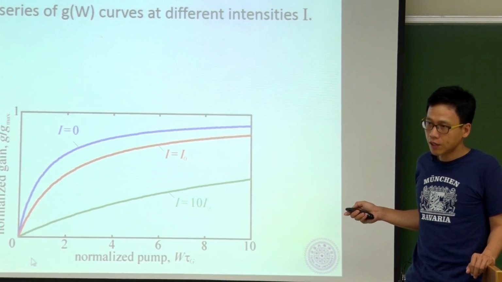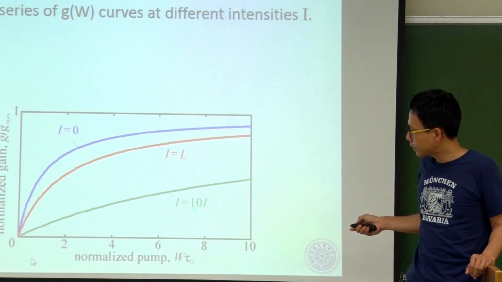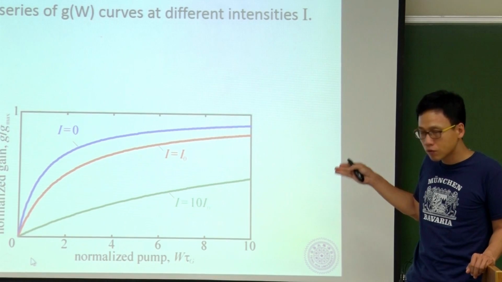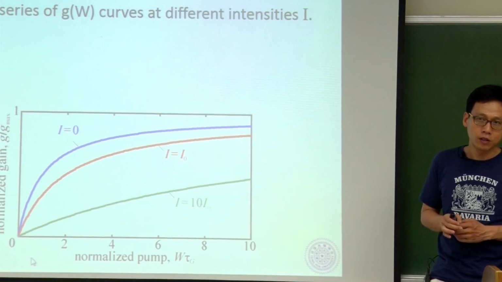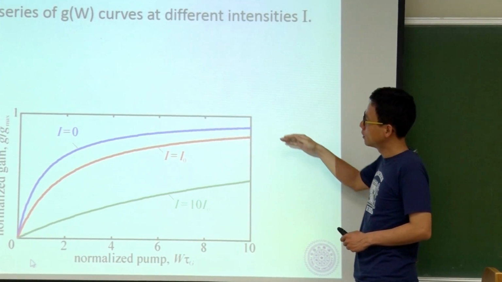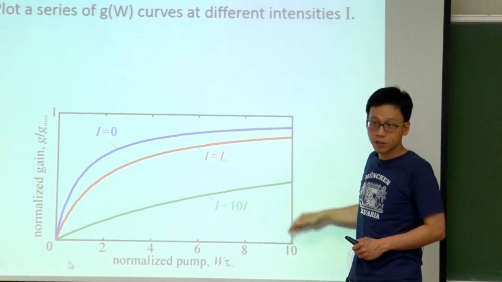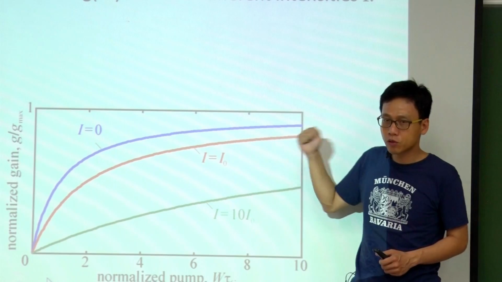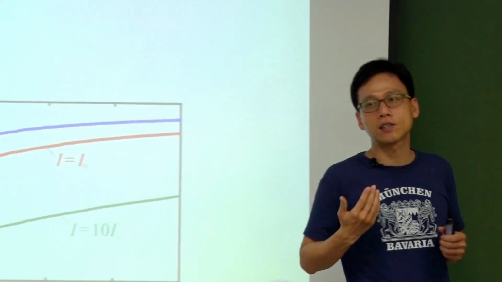If your light intensity is even stronger, like 10 times of I0, you got the green curve, which is even lower. Okay? So imagine that you can plot essentially infinitely many curves on this figure. Each one corresponds to some specific steady state light intensity. Okay?